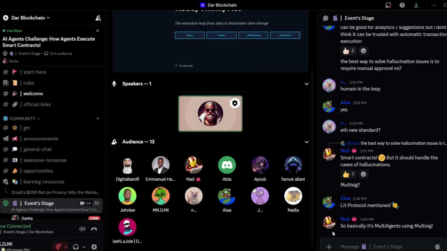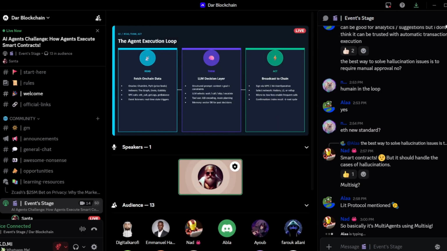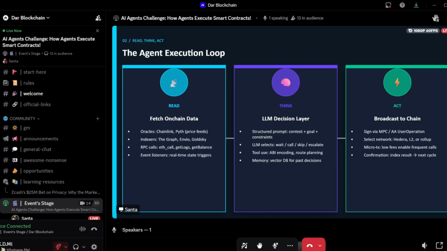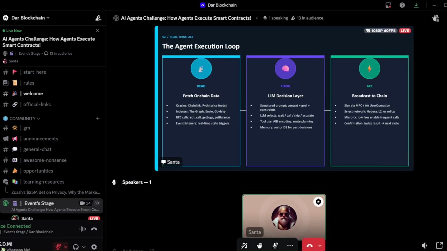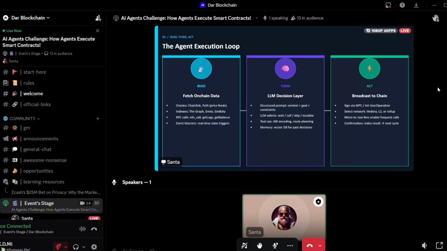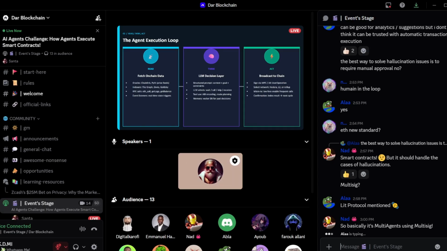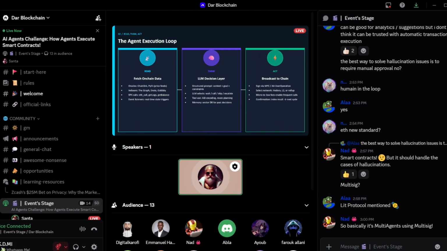All right, let's go to segment two, which is read, think, act, the execution loop from data to blockchain state change. Okay, so let's talk now about the think. But first of all, let me give you a small introduction on this chapter. Before an agent can do anything, it needs data. I think we all agreed on that. So where does that come from exactly?